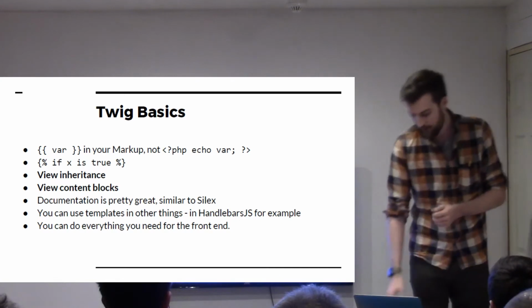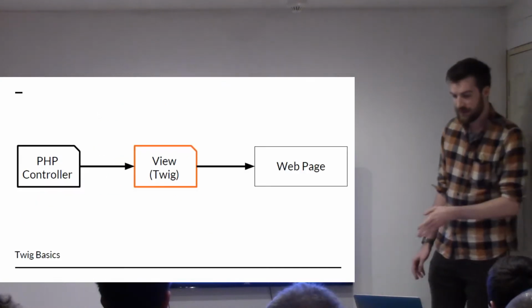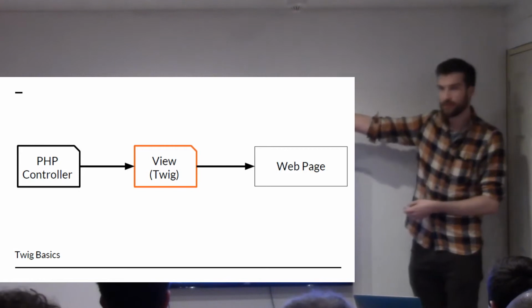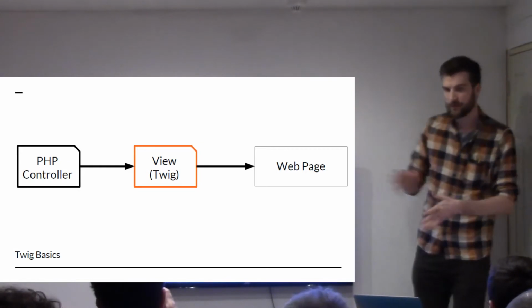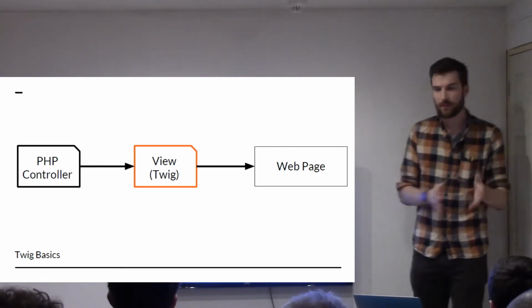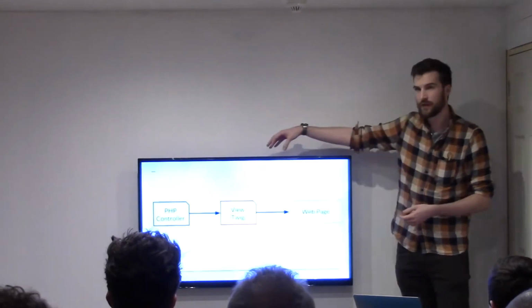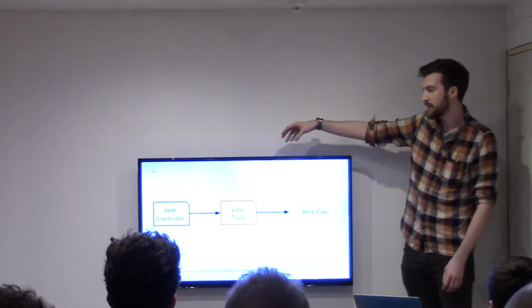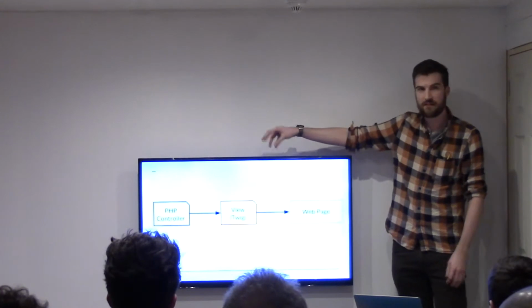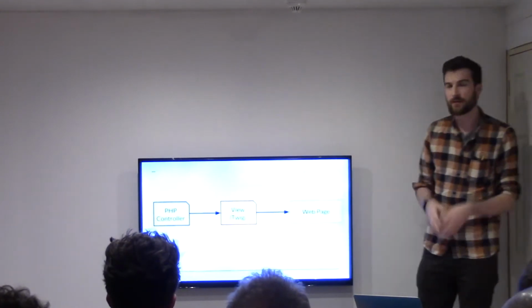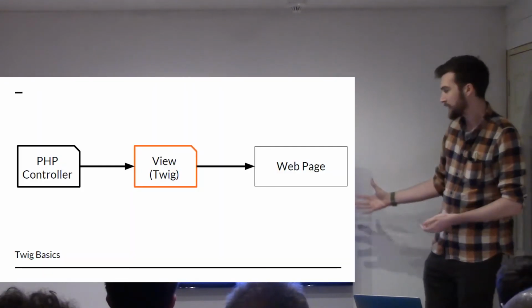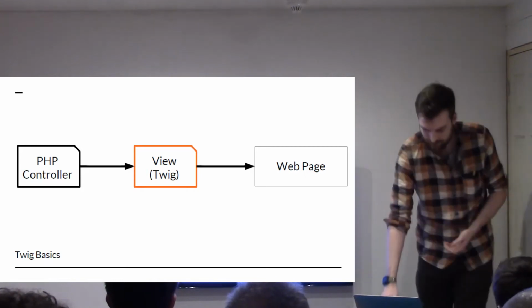So the basic gist of Twig is you have a PHP controller that gets all the data, gets all its house in order, and then passes it off to the view. The view is where your markup is, where your HTML is. It takes that data and makes it nice. You might have a navigation, or the whole website might be in Twig. And that comes out the other end as your web page.